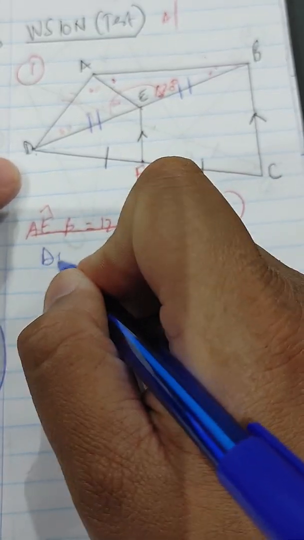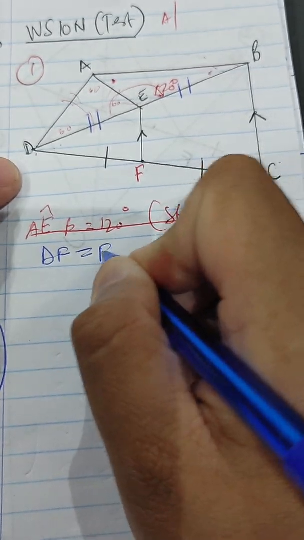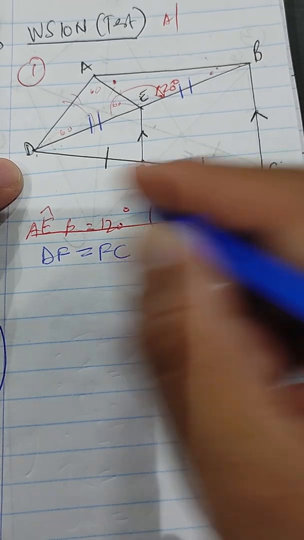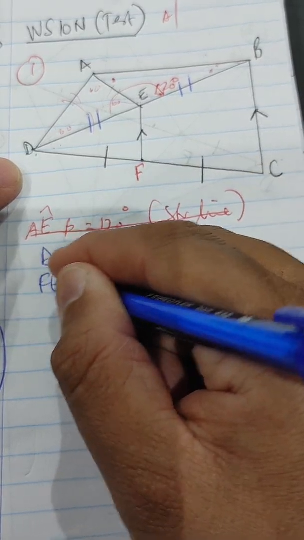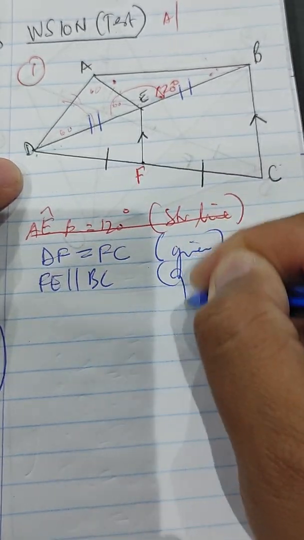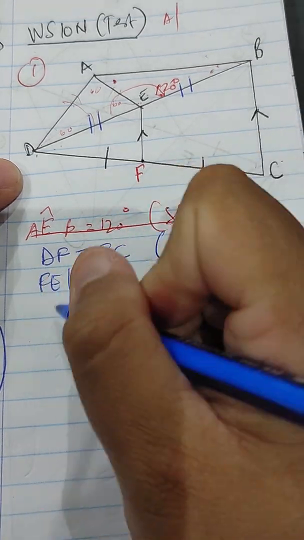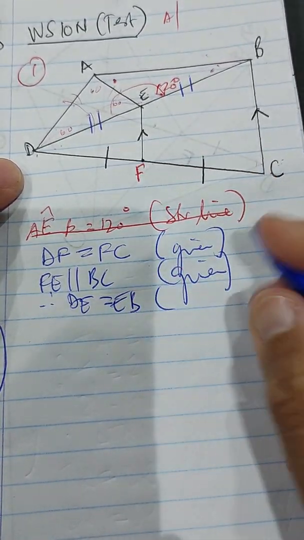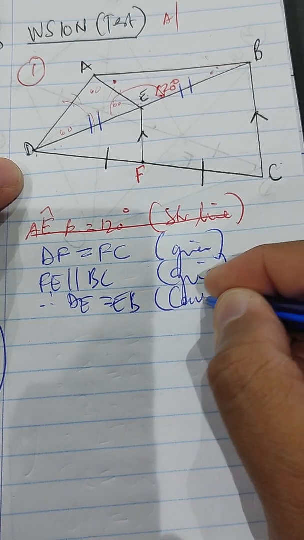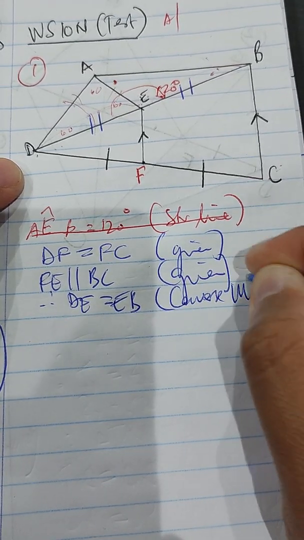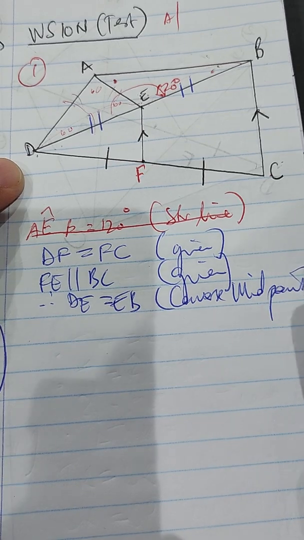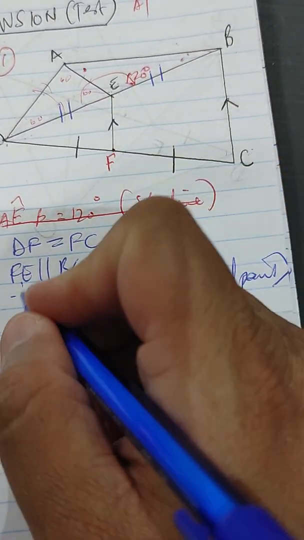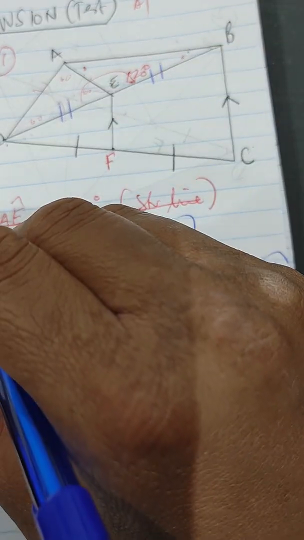So let's lay that out. We firstly state the obvious. So DF is equal to FC. Why? Given. And then we know that FE is parallel to BC. Why? It's also given. So therefore, DE is equal to EB. Why? Because of the converse of the midpoint theorem. So they've got the same marking.